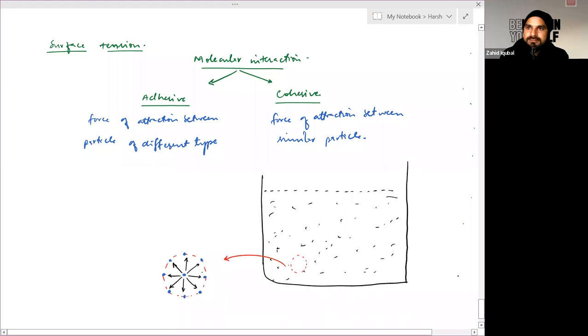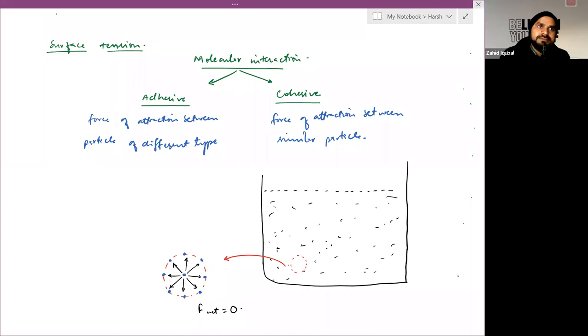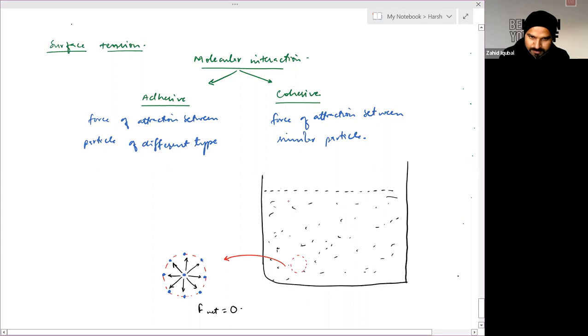Is it clear? Yes, sir. So you'll be asked, what would be the net force at the central particle in this condition? You'll say 0, since total upward force is counterbalanced by total downward force, or total right side force counterbalanced by left hand side force. So in this case, net force experienced by that central particle will be 0. Is it clear? Yes, sir. Now suppose a layer at its topmost point, this one.